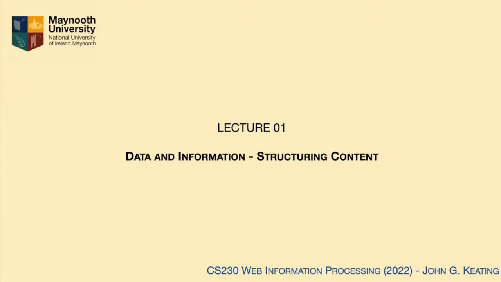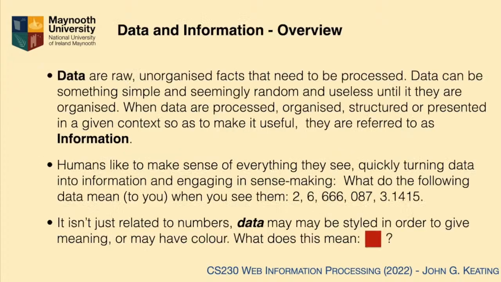Right, so let's move on to this section here, which is, I want to talk to you first about data and information and structuring content. That's super important, that you understand the difference between these, because it's key to understanding web development and presentation. When we think about data, they are raw, unorganized facts that need to be processed. Data can be something as simple and seemingly random and useless until they're actually organized. So when the data are processed, organized, structured, or presented in context, that makes them useful, and then they're referred to as information.